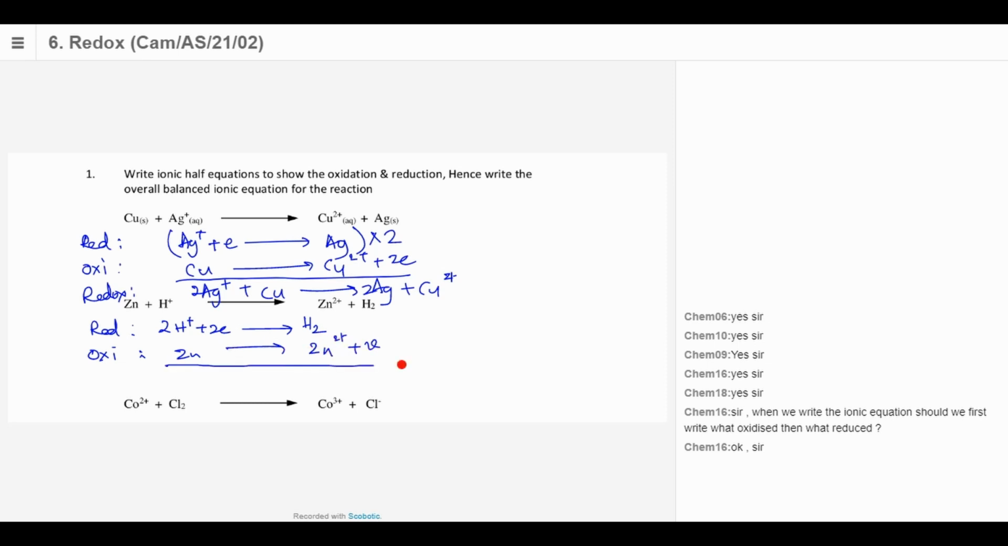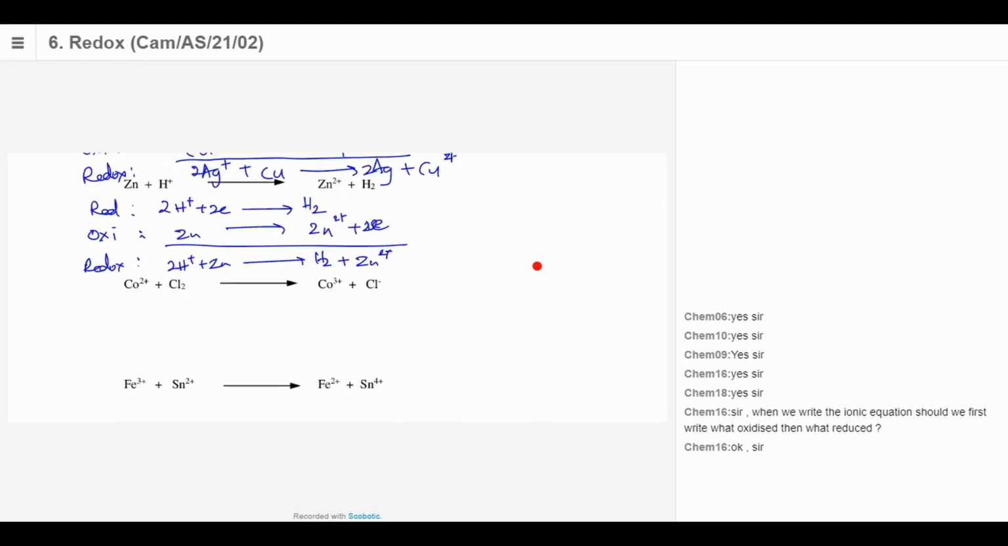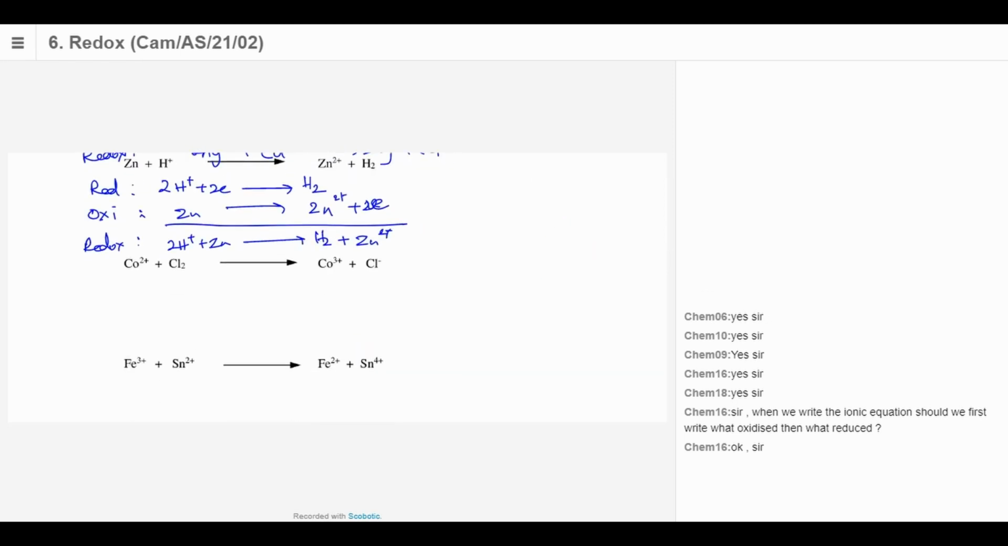In this case, there's nothing to multiply with. Electrons are equal. 2H+ plus zinc gives hydrogen plus zinc 2+. You can check your answers. In the second equation, the electrons are already equal, the charges are already equal, so there's nothing to multiply with.